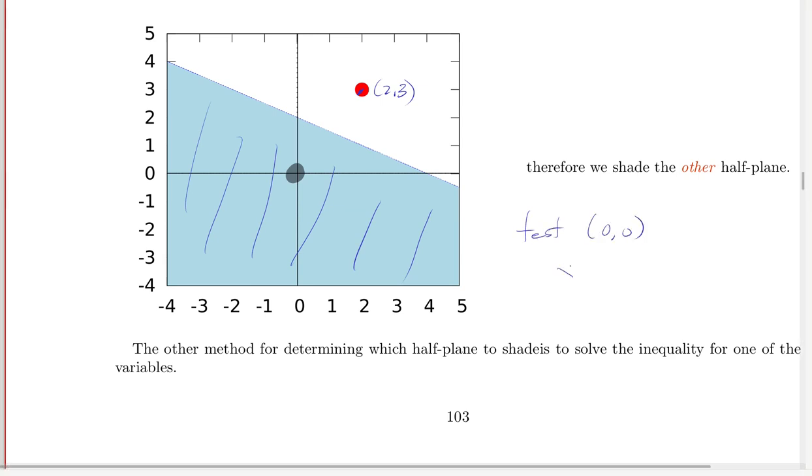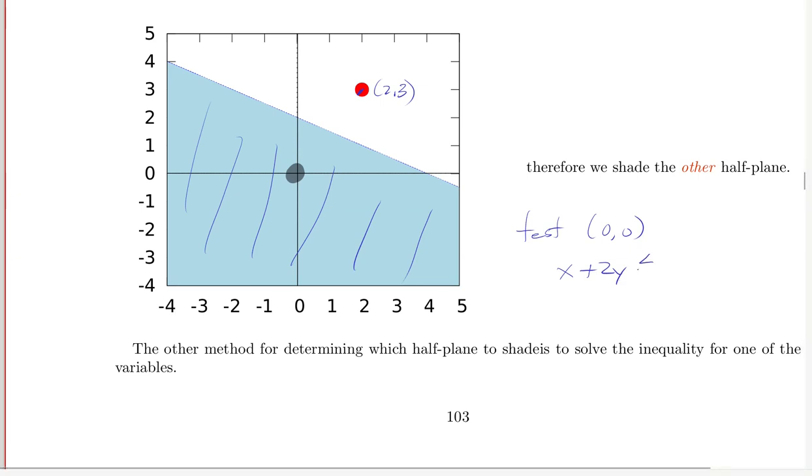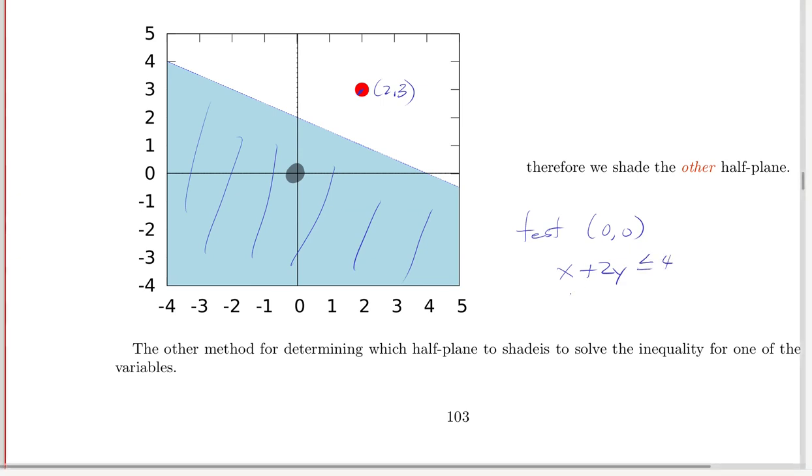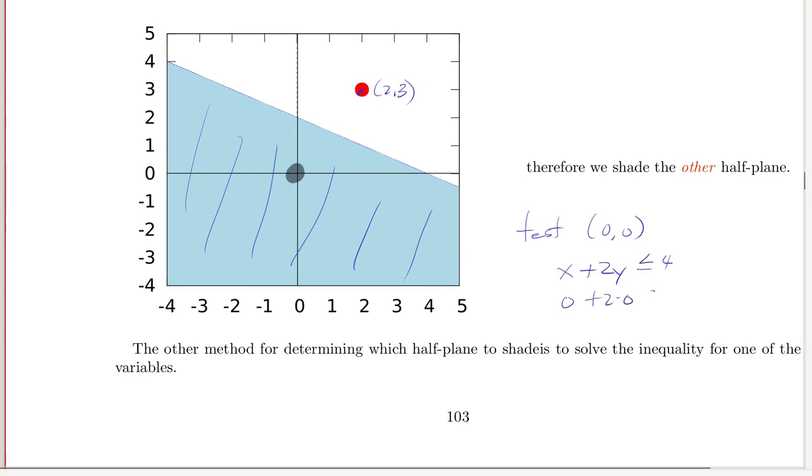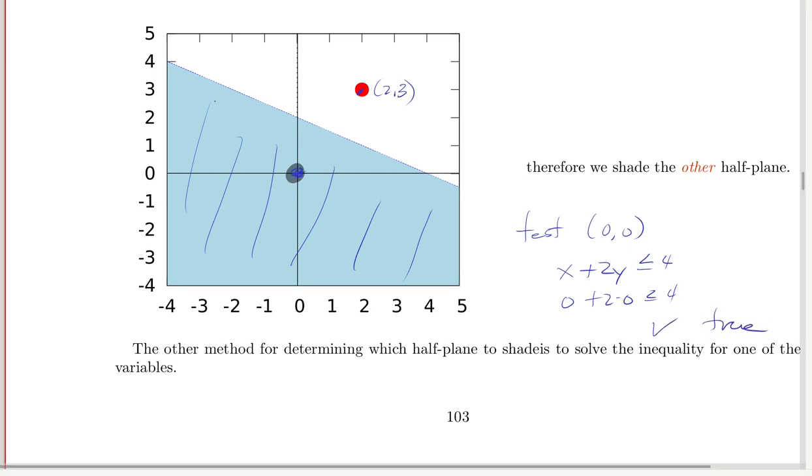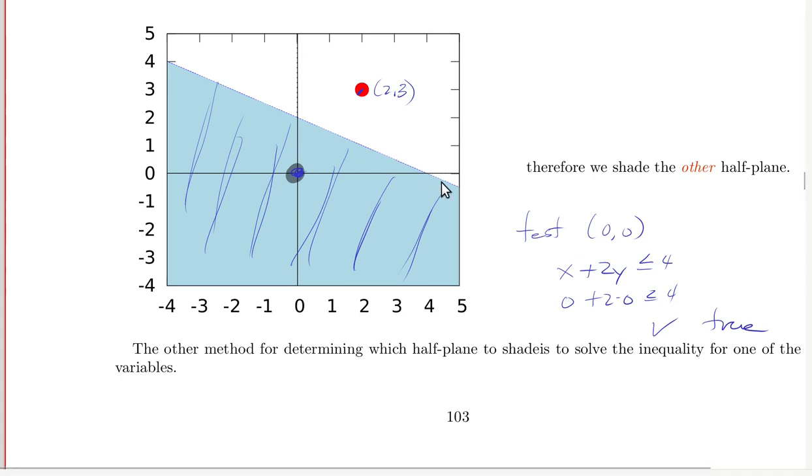And recall the inequality was x plus 2y is less than or equal to 4. Well, if we plug this in, we get 0 plus 2 times 0 is less than or equal to 4. Well, that's true, right? And therefore, this point is on the correct side. And again, that would tell us that this is the side we want to shade. We want to shade the side of the line which contains the point that passed the test. Okay, so that's one way to do it, the test point method.